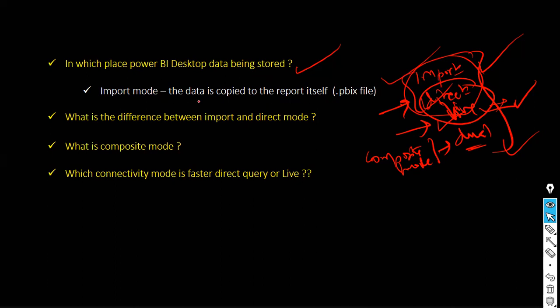In the case of direct query mode, the data will not get copied here. Yes, the direct query mode stores the metadata. Even in the case of live connection, it stores the metadata. Now the question is, what is the difference between import and direct mode? We already discussed. And what is composite mode? It is a combination of both import as well as direct query. Which kind of connectivity mode is faster, direct query or live? If they ask you something, then you can say the live mode.